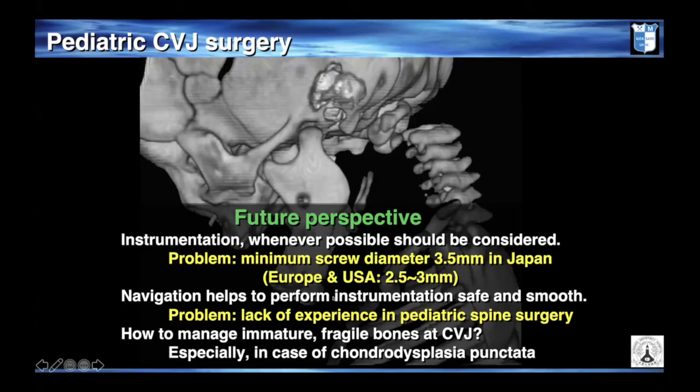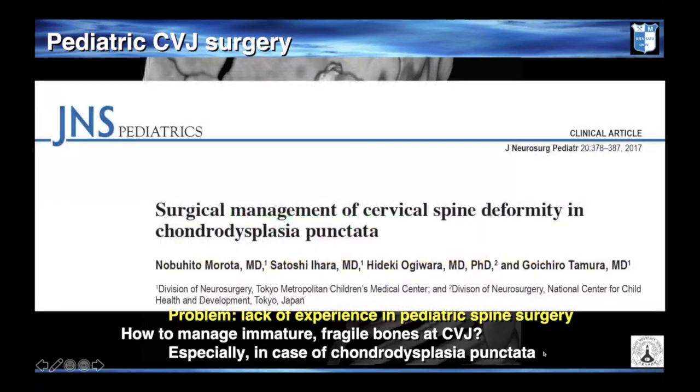And navigation helps to perform instrumentation safely and smoothly. But you know, we are not so familiar with cervical spinal navigation for pediatric spinal surgery. And this immature fragile bone, including the craniovertebral junction, is a very tough problem to think about, especially in the case of chondrodysplasia punctata. Regarding chondrodysplasia punctata, I published this paper 4 years ago in the Journal of Neurosurgery: Pediatrics. If you have time, please take a look at this paper.